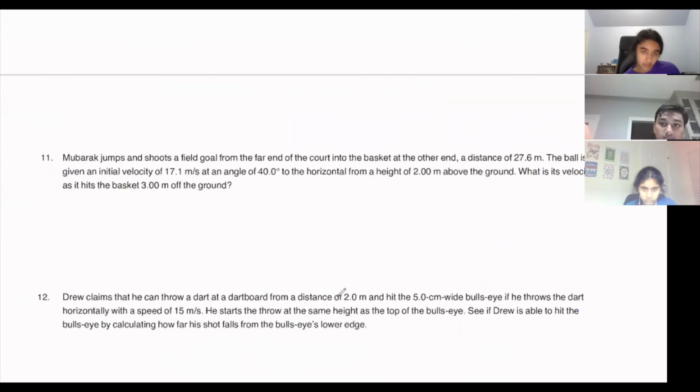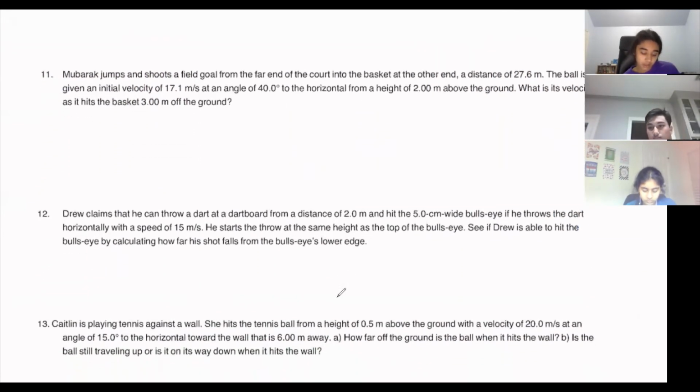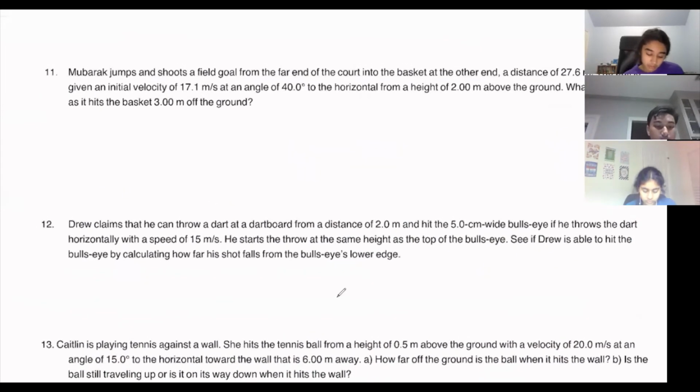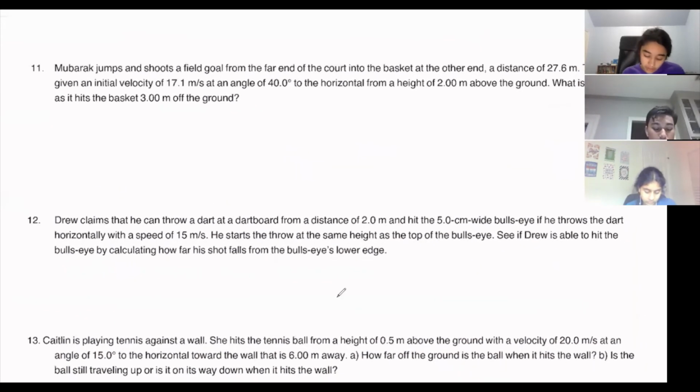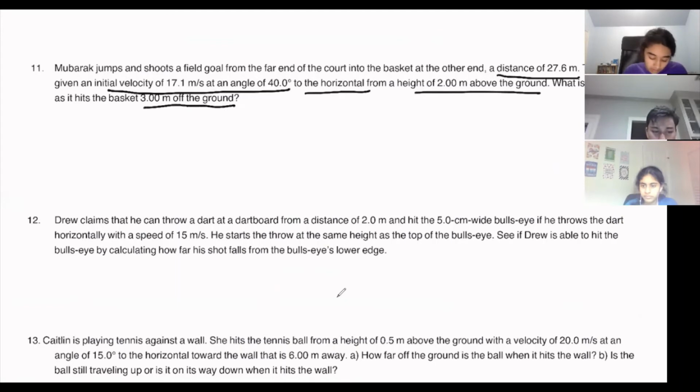Okay. So I think the 11th one says Mubarak jumps and shoots a field goal from the front end of the court into the basket at the other end, a distance of 27.6 meters. The ball is given an initial velocity of 17 meters per second at 40 degrees to the horizontal from a height of 2 meters over the ground. What is the velocity as it hits the basket, 3 meters off the ground?